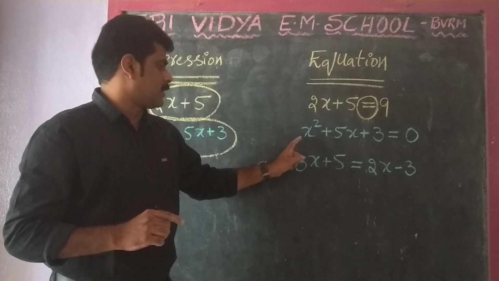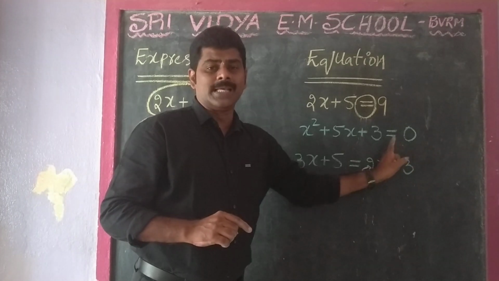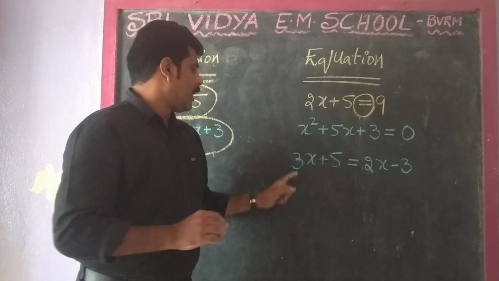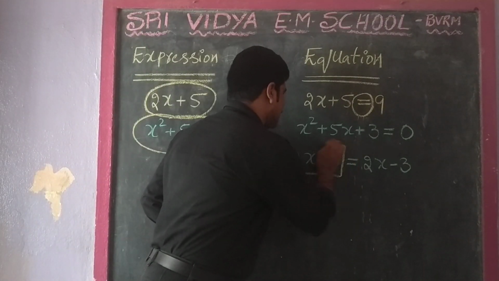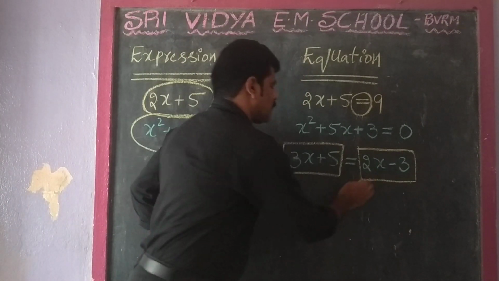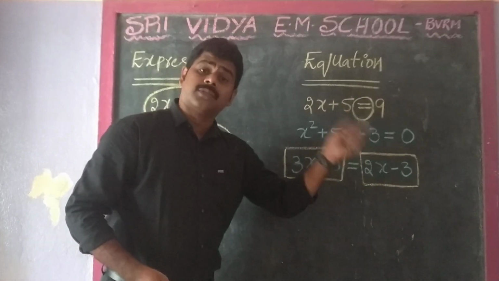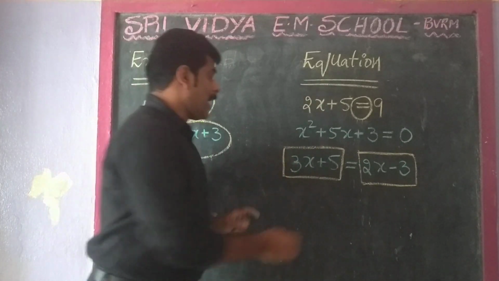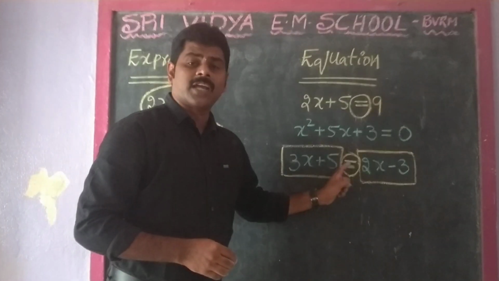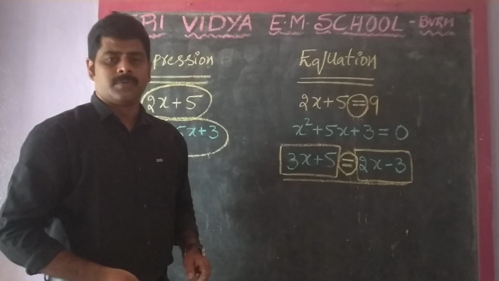Look at another equation. x square plus 5x plus 3 is equal to 0 is another equation. And look at another one. 3x plus 5 is equal to 2x minus 3. 3x plus 5 is an algebraic expression and 2x minus 3 is also another algebraic expression. They are equal, using the equality sign, so it is known as an equation. Are you clear?